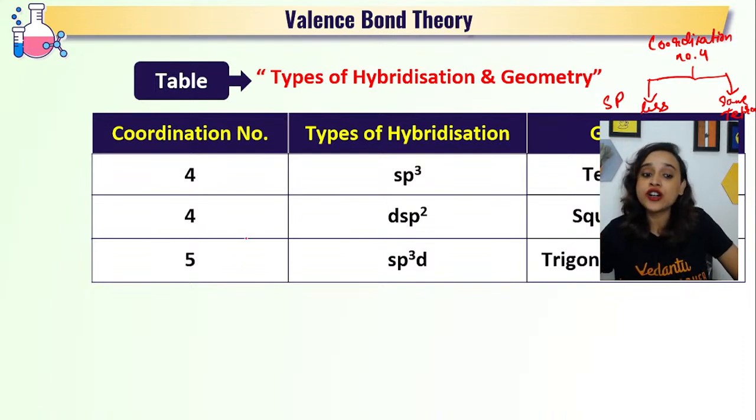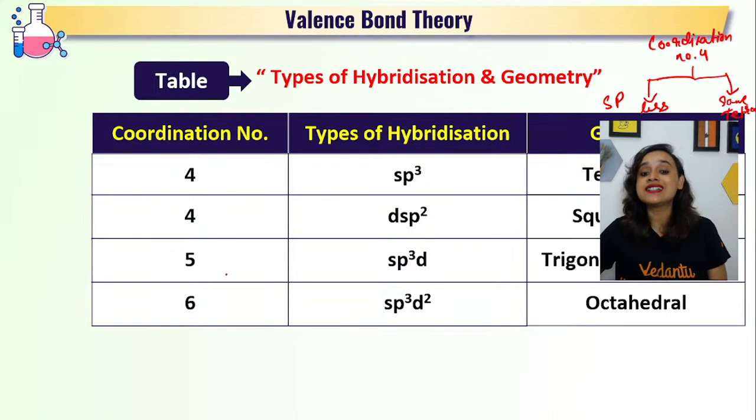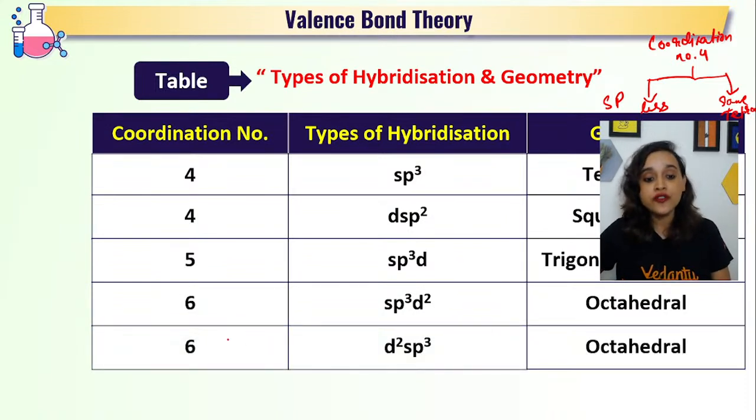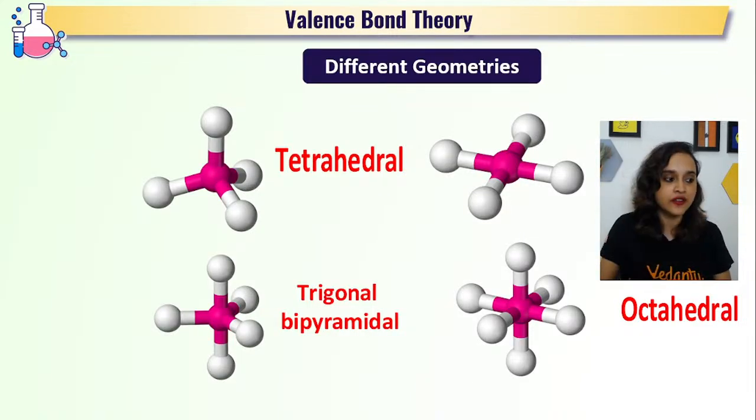Now, if we have coordination number 5, then the type of hybridization is sp3d, that is trigonal bipyramidal. If it is 6, then it will be sp3d2, then it will be octahedral. Or if it is 6, it can also be d2sp3, that is also octahedral, right? Yes, these are the different geometries.